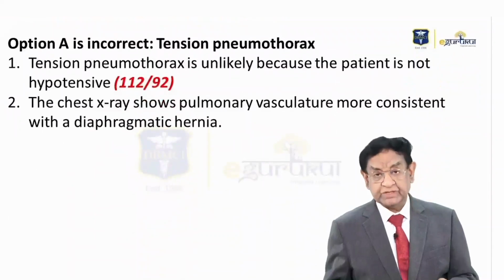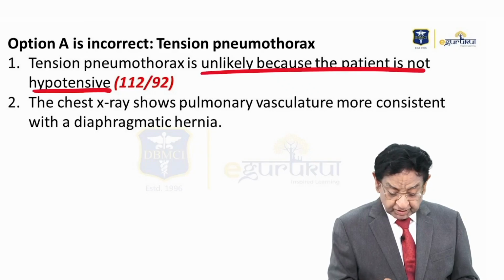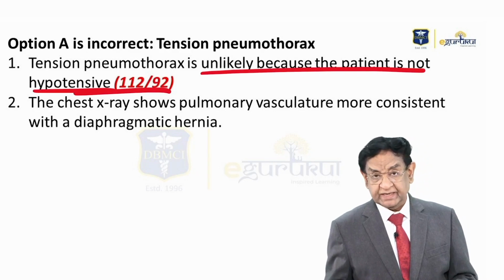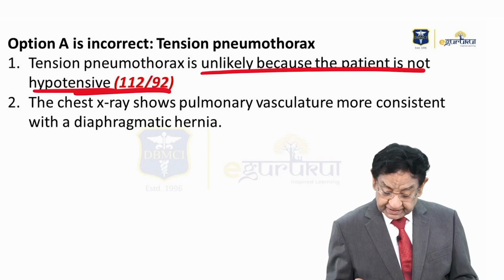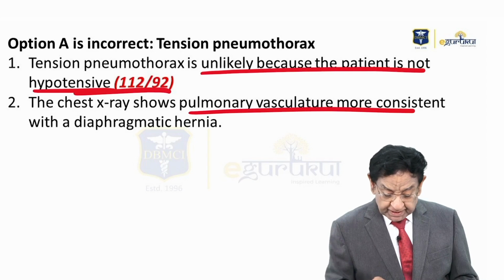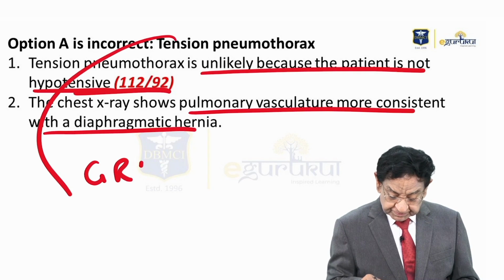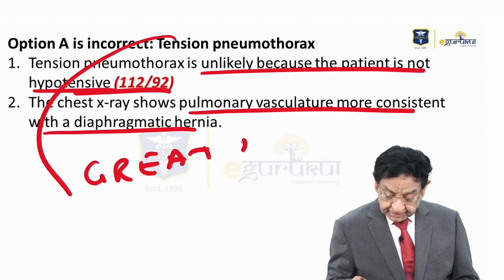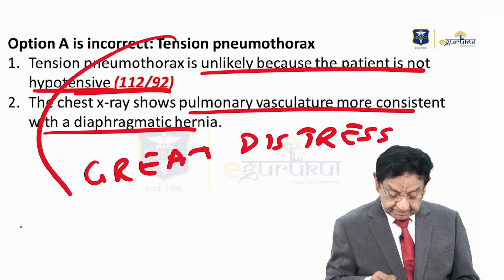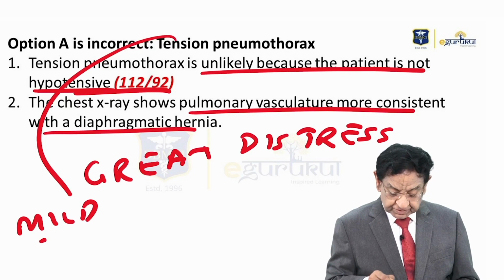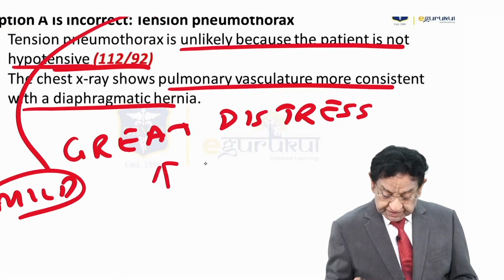Now let's look into other options. Tension pneumothorax is unlikely because the patient is not hypotensive. In tension pneumothorax, a patient has hypotension and the pulmonary vasculature is very prominently seen, and moreover these patients are in great distress. The classical finding is, but our case is a mild distress. In our case, this cannot be. Moreover, distress increases with each breath.